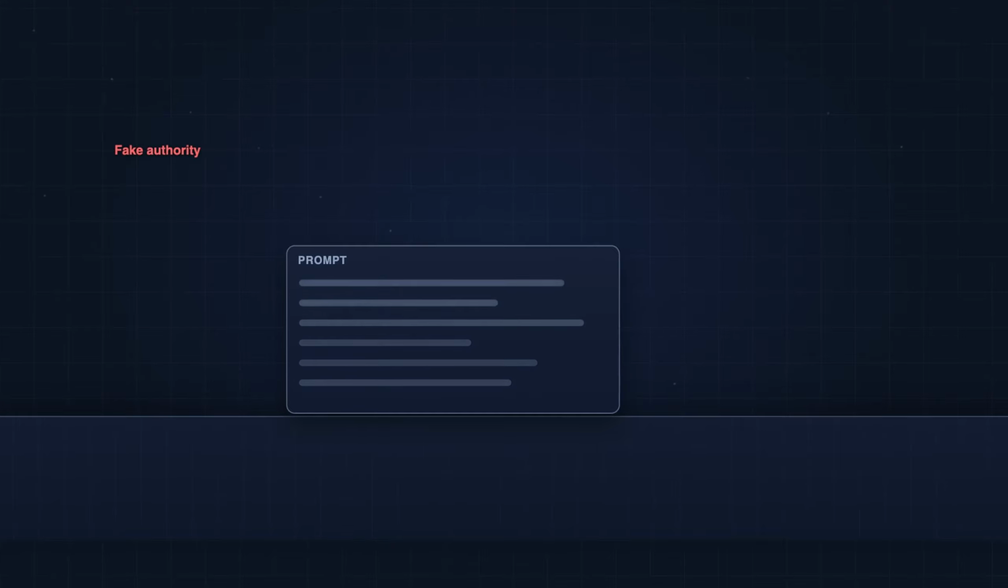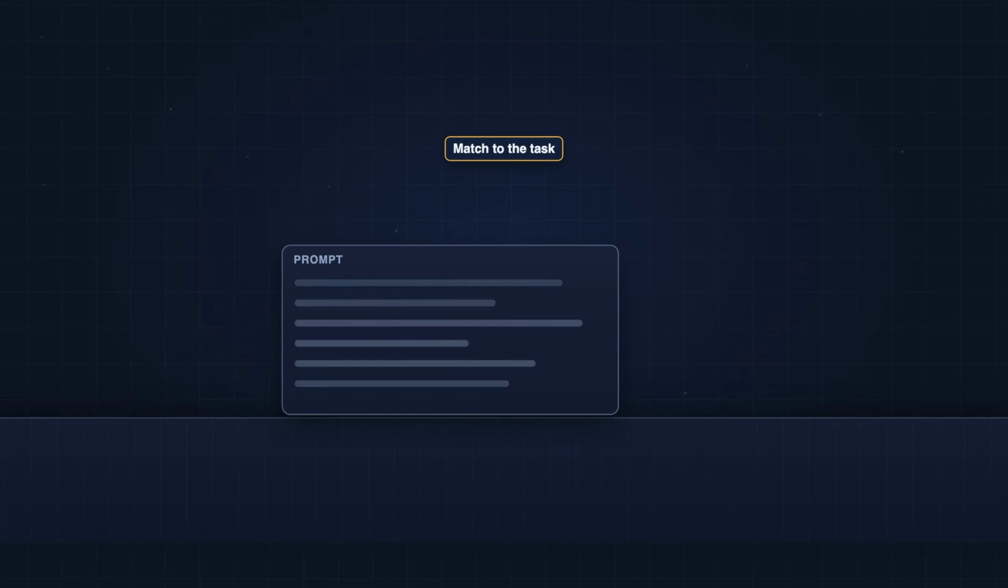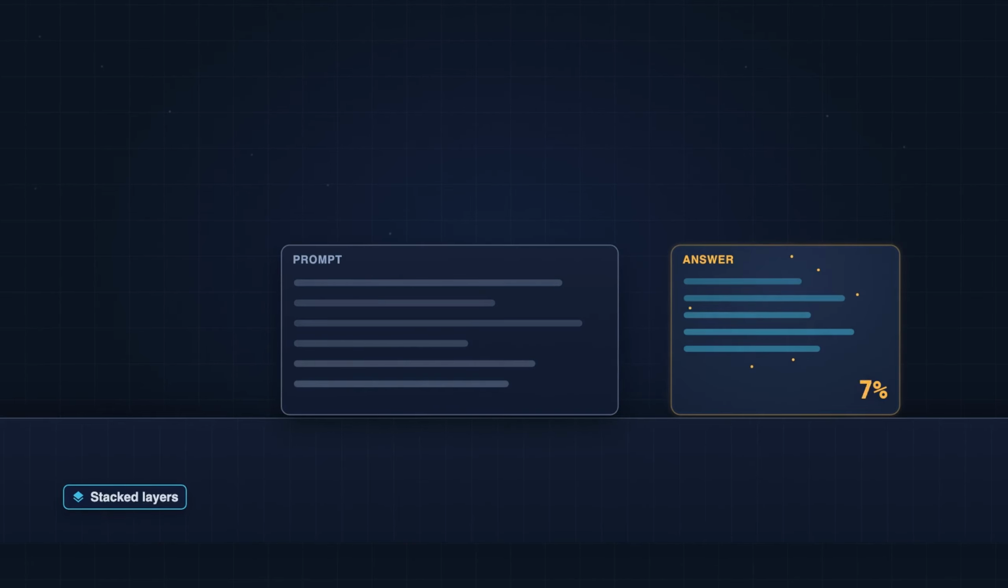Now the honest part, because these patterns can misfire. A role can bias the answer or make the model fake authority it doesn't have. Overconstraining strangles a genuinely useful reply. Forcing step-by-step on a one-word fact just burns time for nothing. So match the pattern to the task.